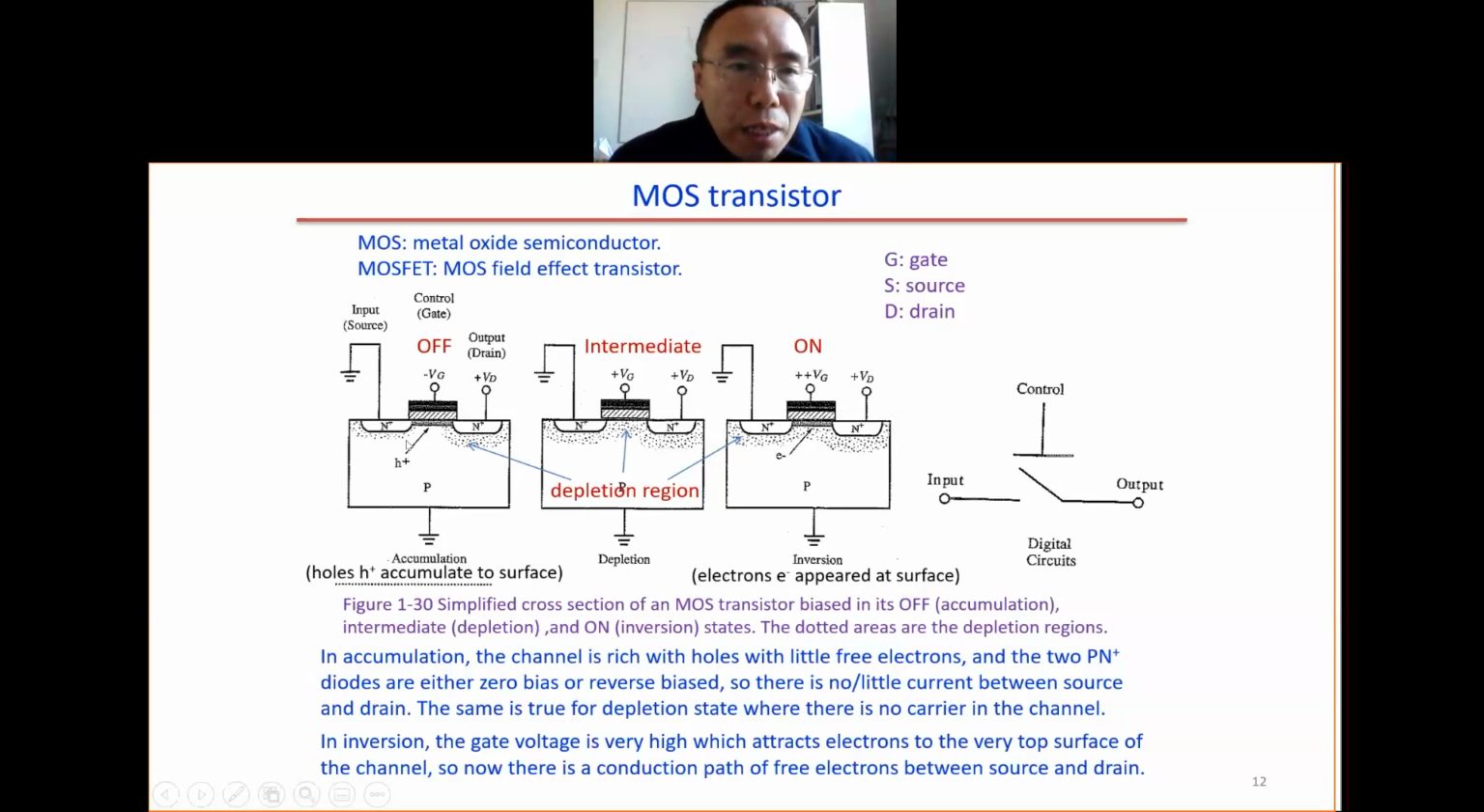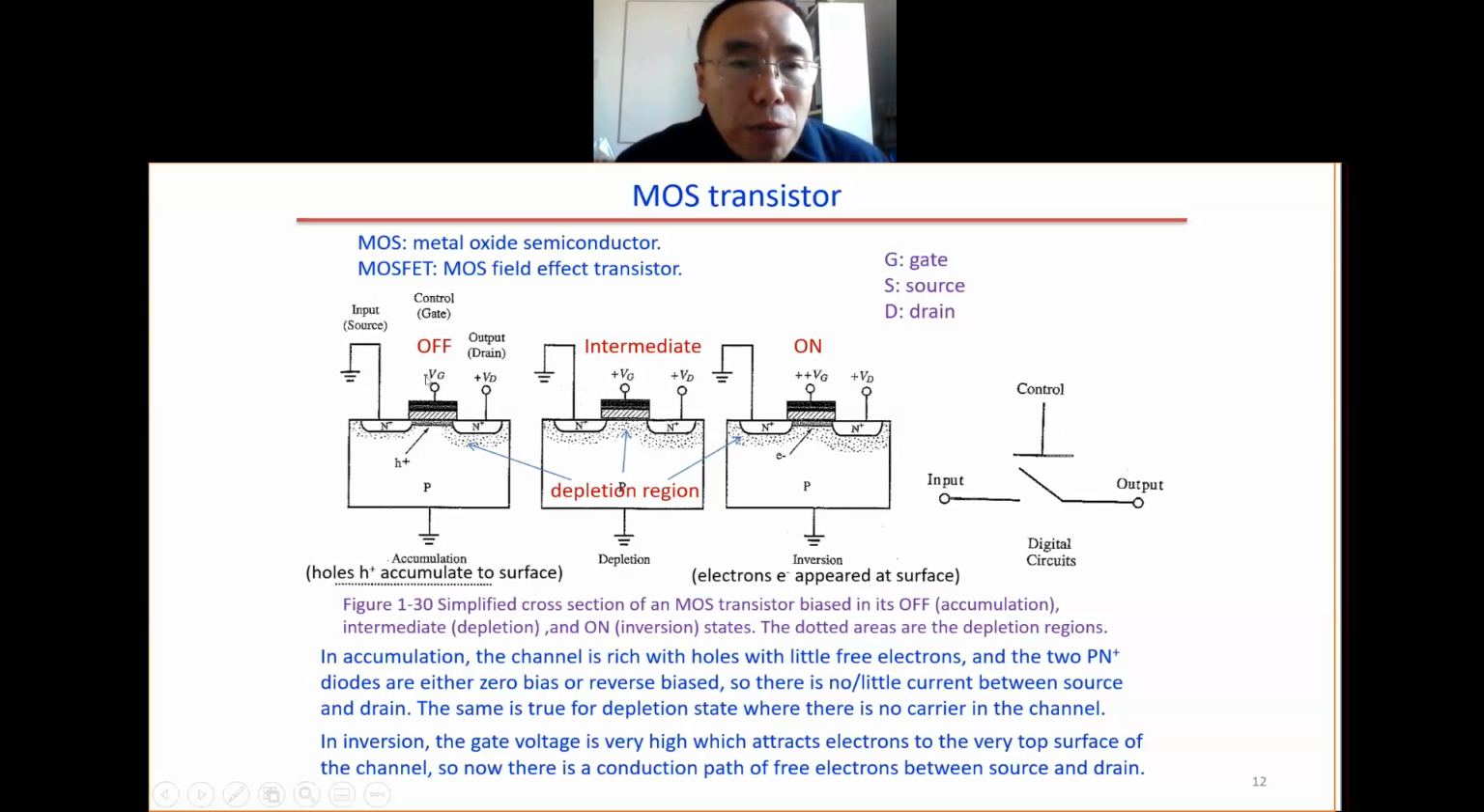Here we have the MOS, the metal oxide semiconductor. If we look at it this way, we have metal on top, oxide in the middle, and semiconductor at the bottom. We have the source and the drain. This part is called the channel: source, channel, drain. This will function like a switch. This is the source, this is the drain, and we have the control. This control is the gate.